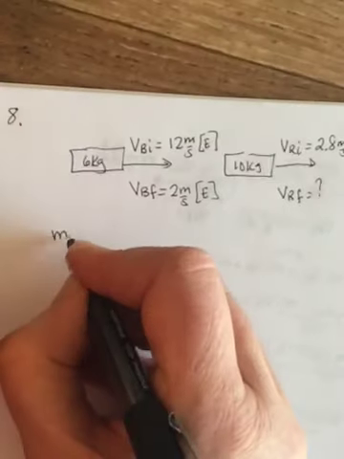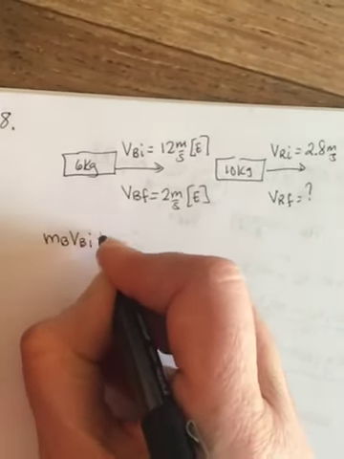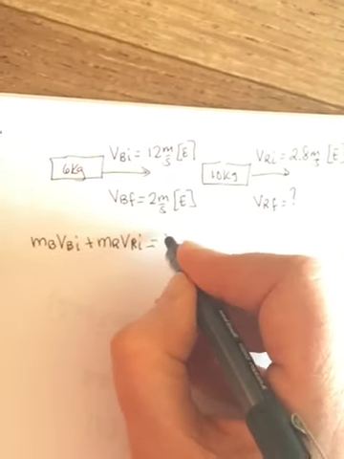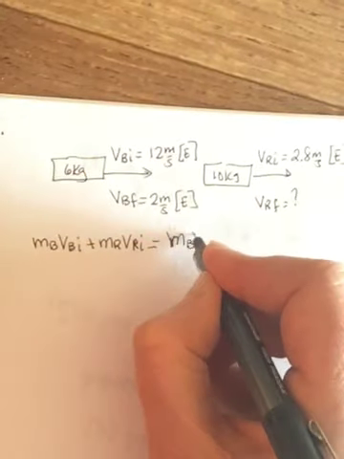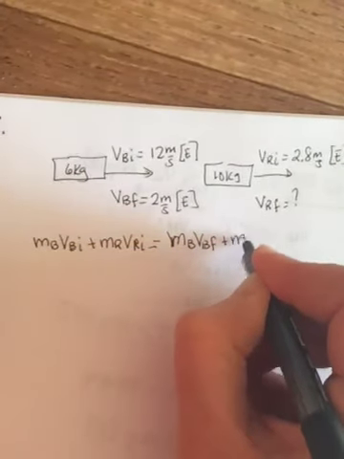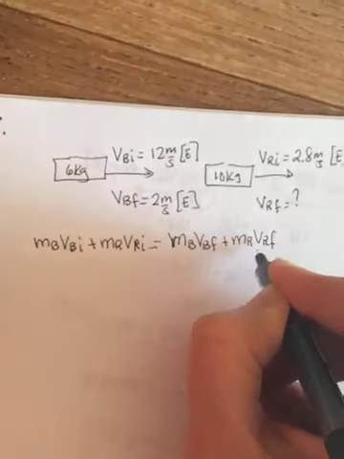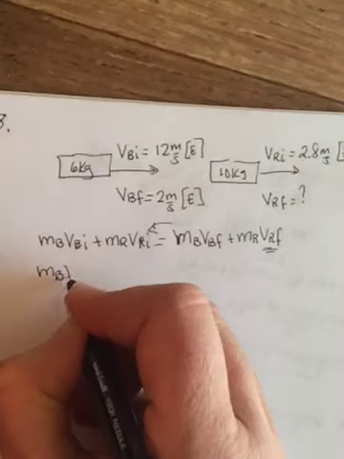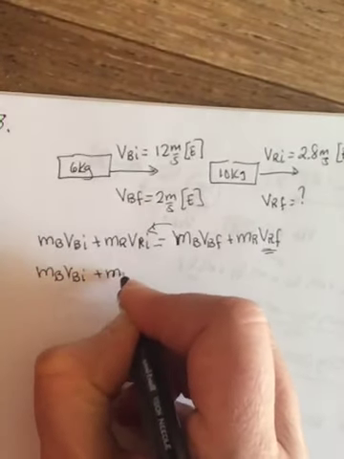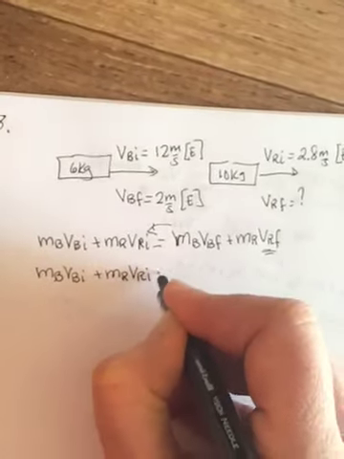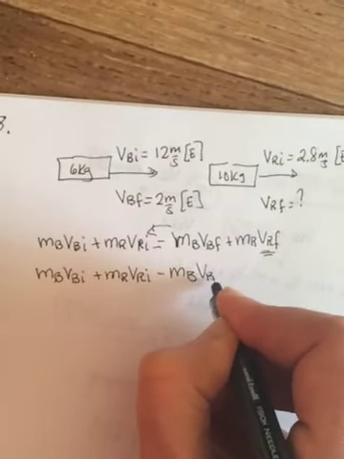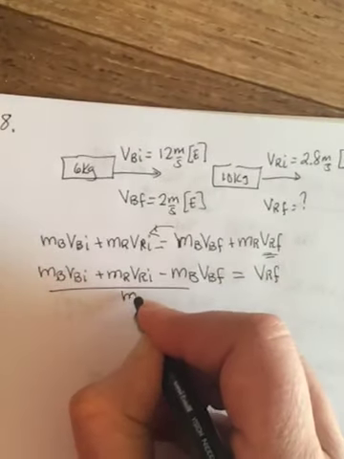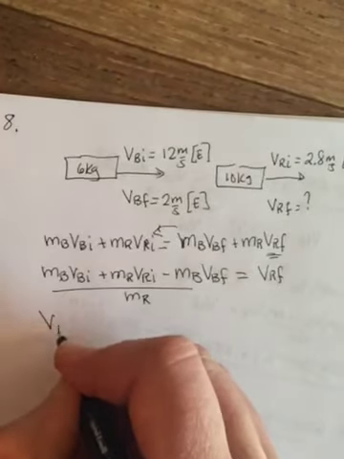So, M blue V blue initial plus M red V red initial, I think I should have used 1 and 2, equals M blue V blue final plus M red V red final. We're looking for the red final, so bring this term over, it becomes negative. M blue V blue initial plus M red V red initial minus M blue V blue final, and then to get the red final velocity alone, divide by the mass of the red.